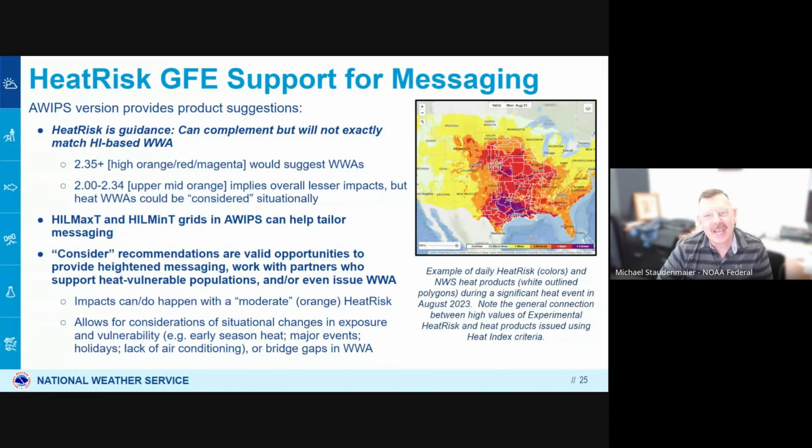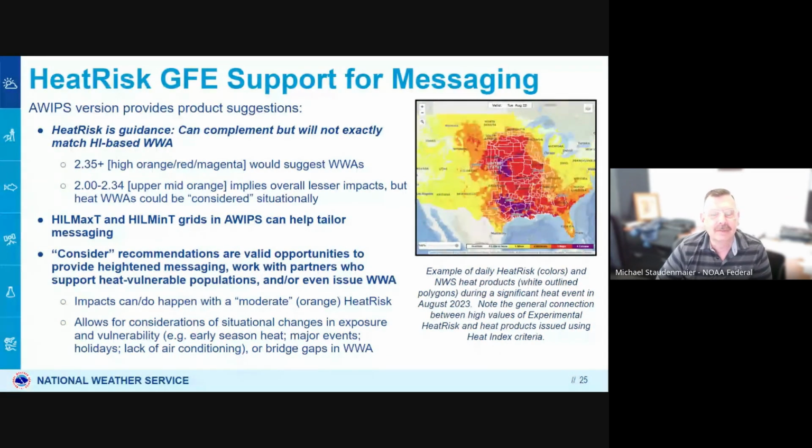So what about this consider recommendation? Because impacts can and do occur with just a moderate or orange 24-hour value, we found that heightened messaging or even the issuance of a heat product can still be warranted. This recommendation is provided to the meteorologist to consider other items in their decision.